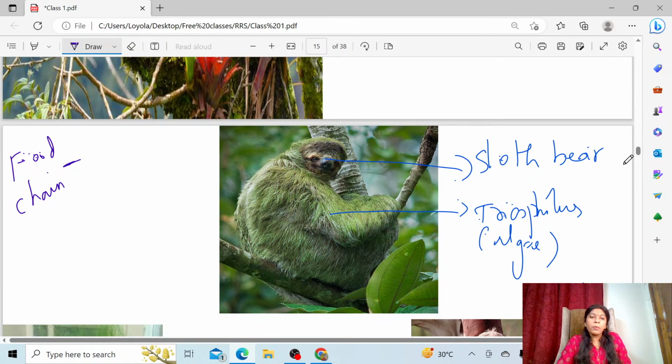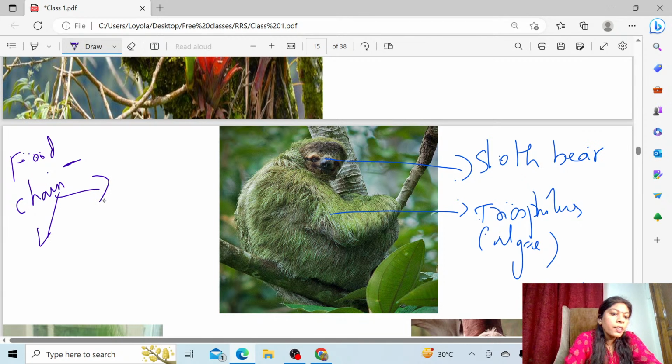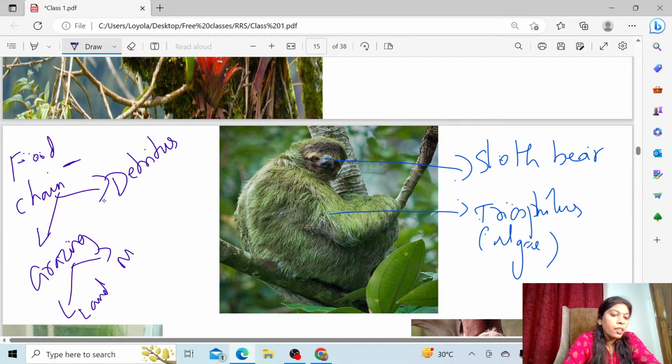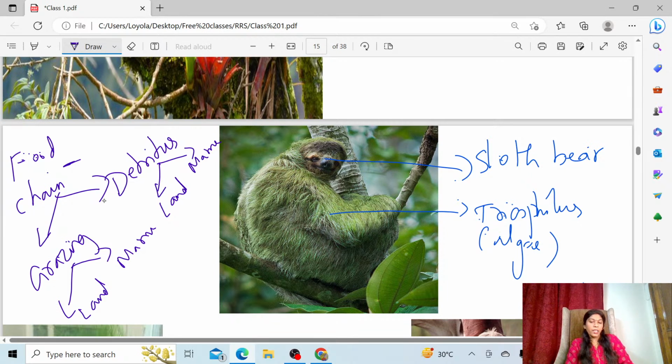This food chain itself can be of two types. One is the grazing food chain, and another is the detritus food chain. The grazing food chain can be of two types: one is land, and another is marine. In the same way, the detritus food chain also can be land and marine. If it occurs on land, then it is a land food chain, and otherwise marine.